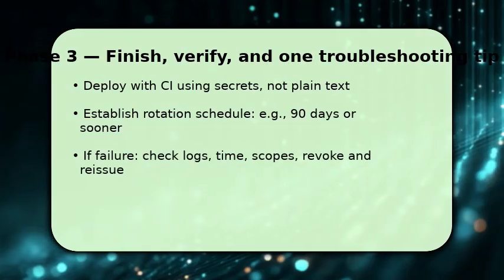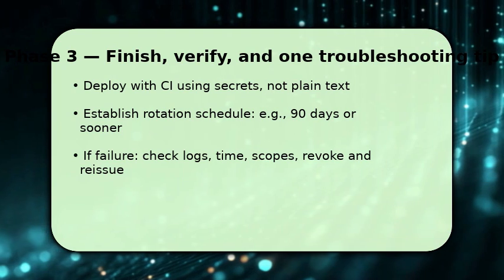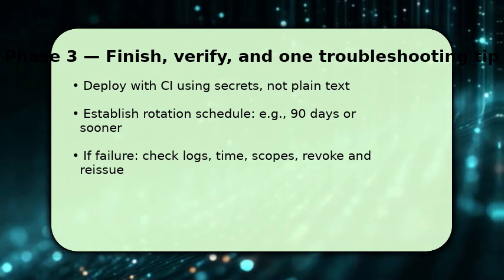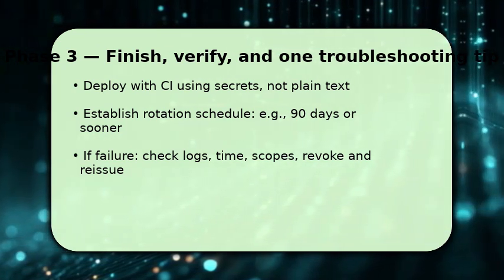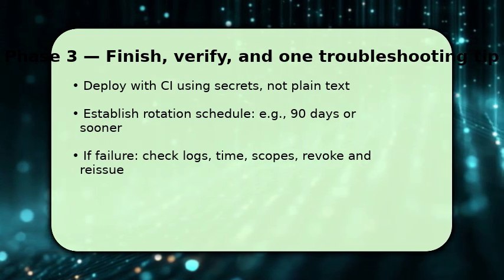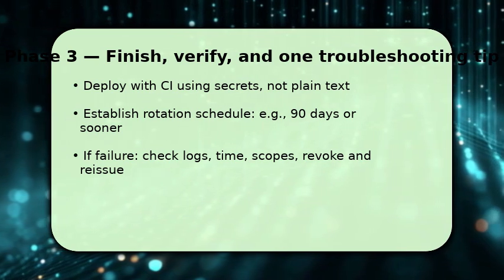Deploy your app using CI secrets so the key is injected at build or runtime. Never commit keys. Make a rotation plan. Rotate keys every 60-90 days or after any exposure, and automate rotation where possible to avoid downtime. Monitor usage and set alerts for abnormal patterns.